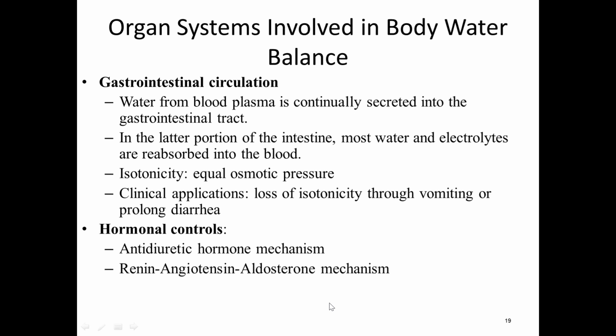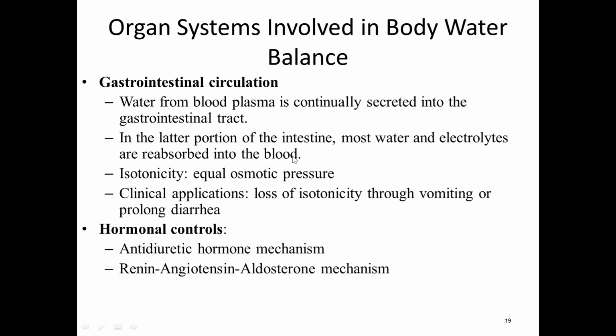Now, organ systems involved in body water balance. Gastrointestinal circulation: water from blood plasma is continually secreted into the gastrointestinal tract. In the latter portion of the intestine, most water and electrolytes are reabsorbed into the blood.